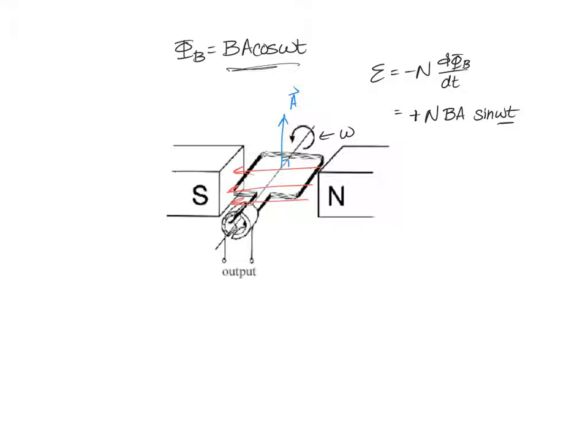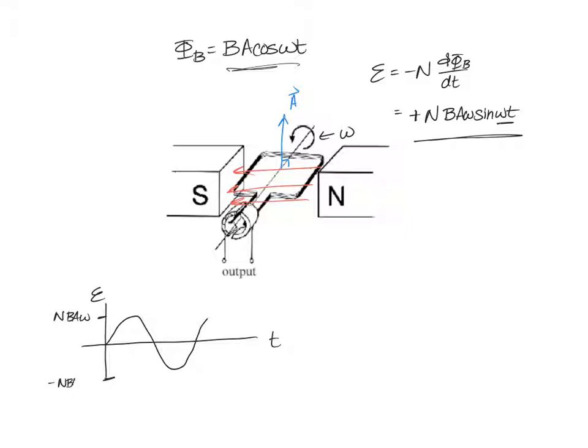And then I have to take the derivative of the angle with respect to time, and that's going to give me an omega. And so you notice that this EMF is actually not a constant value, but it is changing with time, and it looks like a sine function. So here's EMF, and here's t, and it's going to look like a sine function with a maximum equal to NBA omega, and the minimum is minus NBA omega.